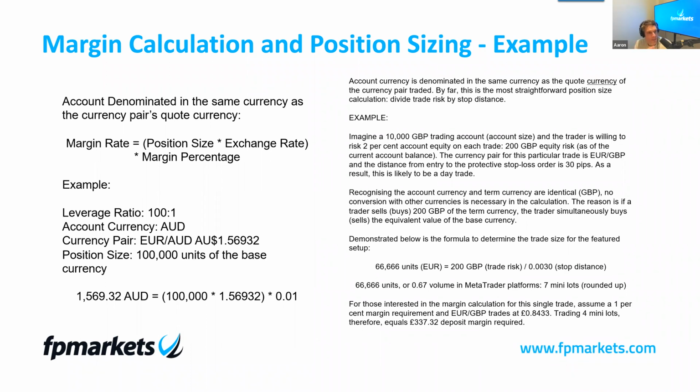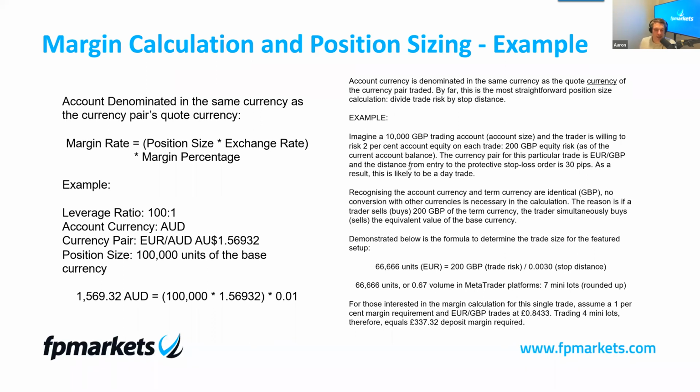So the currency pair for this particular trade is the euro pound. Now, if we just stop there, our account currency is denominated in the same currency as the quote currency of the currency pair traded. Our trading account is denominated in Great British pounds, and the currency pair we're trading is the euro pound. So the quote currency or the term currency is the GBP, and our account is GBP. So it is the same currency as the quote currency of the currency pair traded.